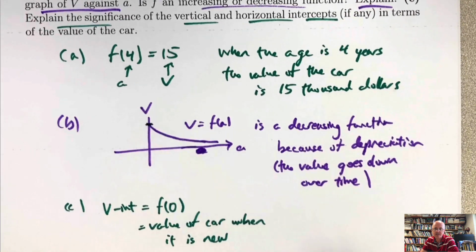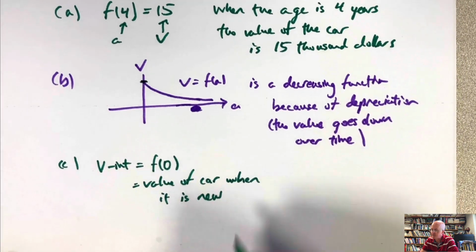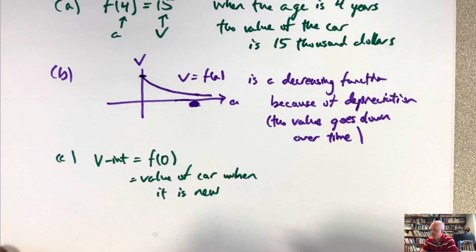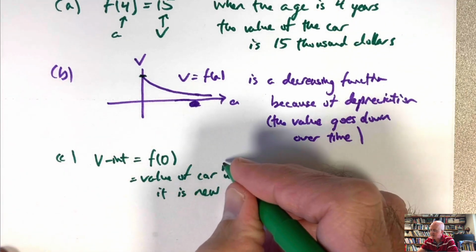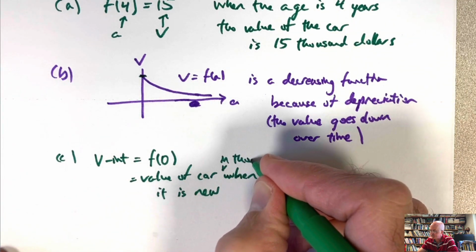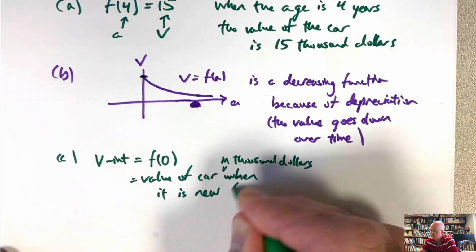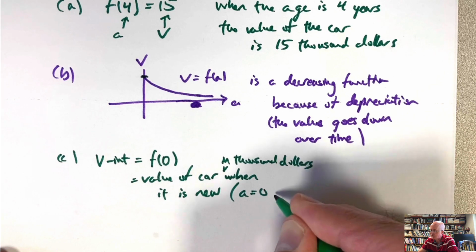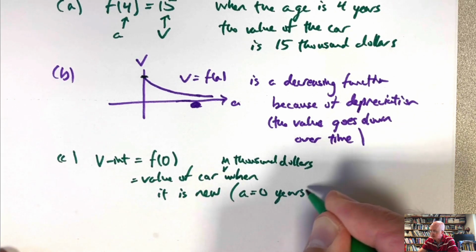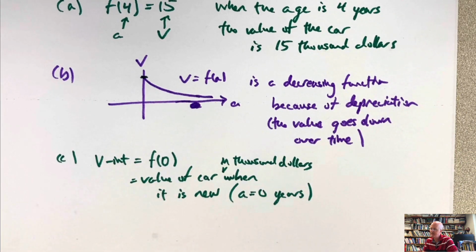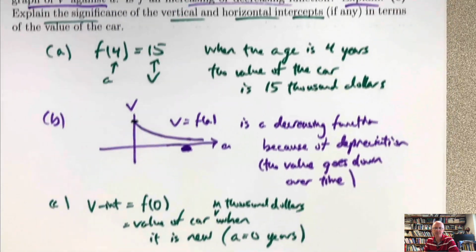Its age is 0 years. Sorry that I didn't have that in the camera there. Value of the car in $1,000. When it's new, A equals 0 years. Okay? How about the horizontal intercept?